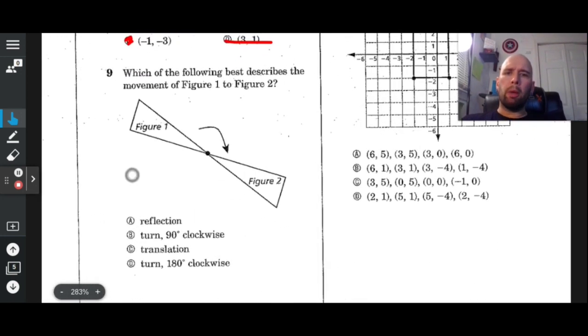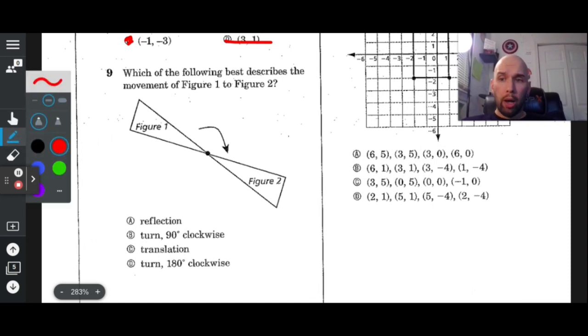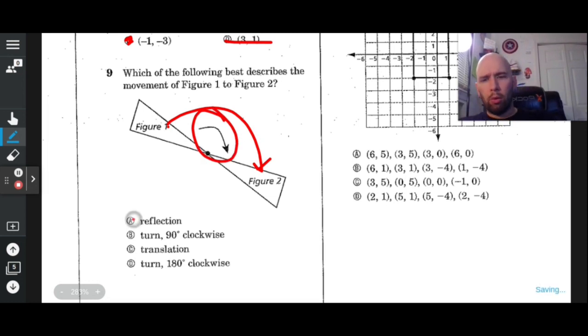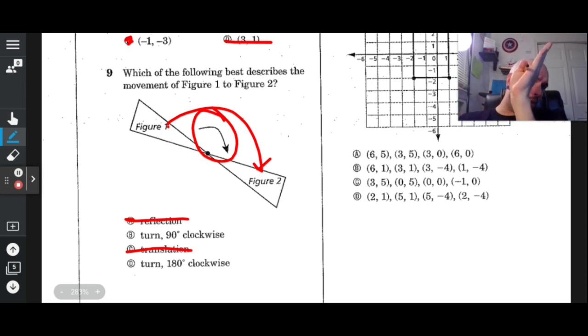Which of the following best describes the movement from figure 1 to figure 2? Well, this means rotate, so it's not U. And it's not U. So is it 90 or 180? Well, 90 is one turn. So 90 would move figure A, which looks like this, up top. That's not what I want. I want it completely flipped around, which is a 180.